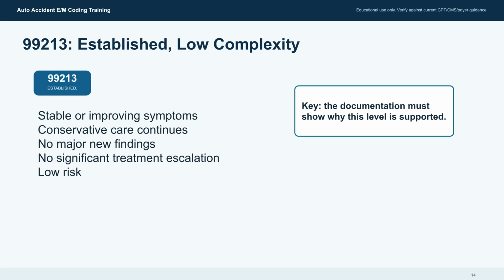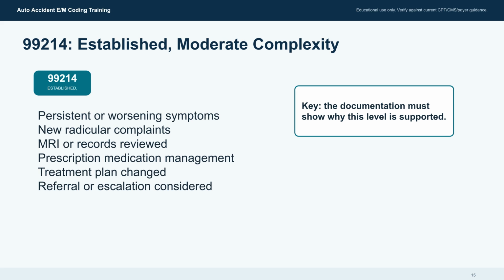A 99213 is commonly appropriate for routine auto accident follow-up visits. For example, the patient is improving with therapy, pain is decreasing, function is improving, and there are no new neurological symptoms. The provider may continue the current care plan, monitor progress, and document the patient's response to treatment. This is low-complexity decision-making. A 99213 should be supported by documentation showing the patient's current status, response to treatment, exam findings, and plan.